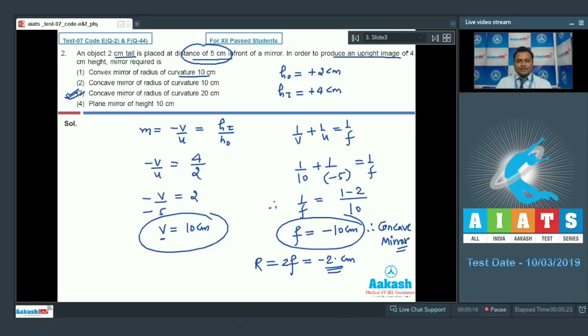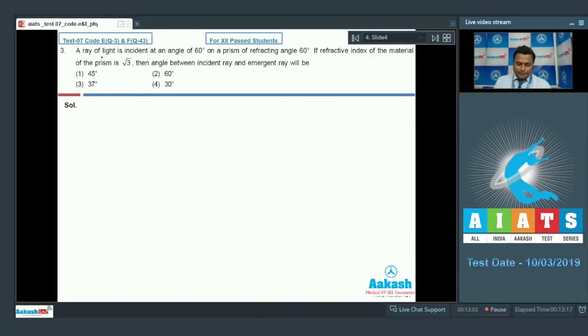Now let us proceed to the next question, that is question number 3. So here is question number 3. A ray of light is incident at an angle 60 degree on a prism of refracting angle 60 degree. If the refractive index of the material of the prism is √3, then the angle between incident ray and emergent ray will be what? So indirectly we have to find out the angle of deviation.